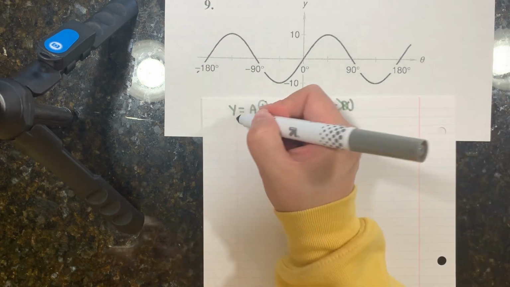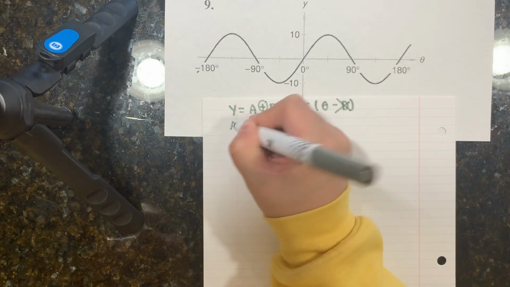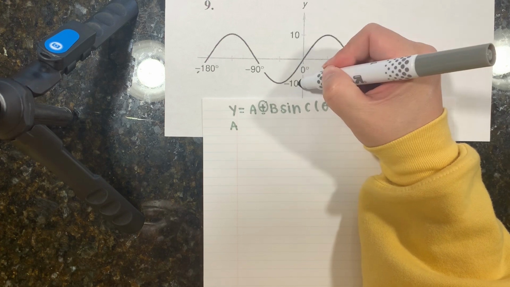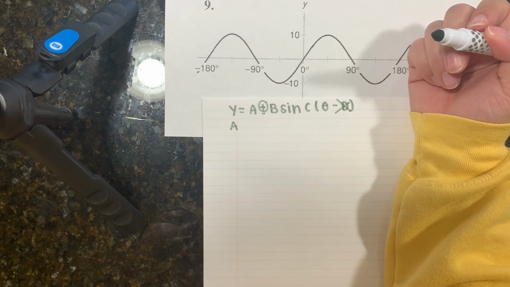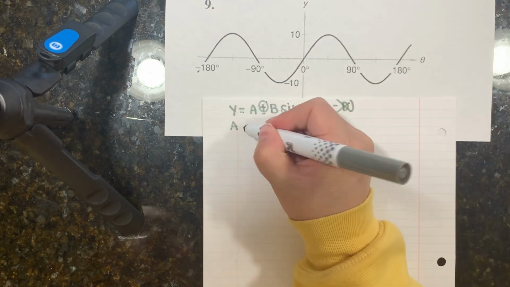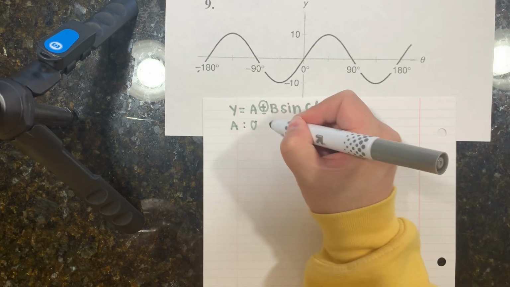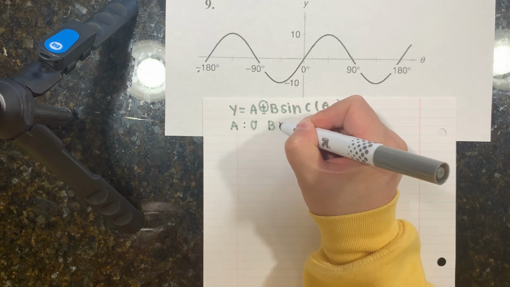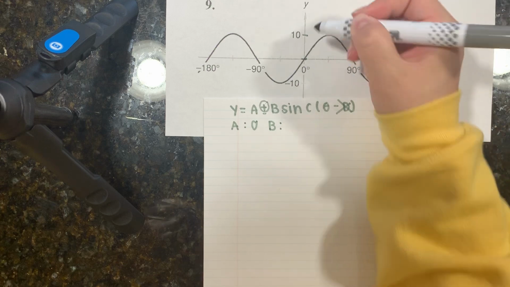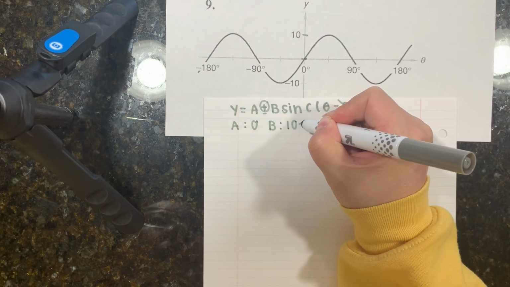Now I'm going to look at my a. Again, where is this crossing the y-axis? Well, my top point is 10 and my bottom point is negative 10, which means that the midpoint between those two values is going to be 0 again. So a is going to be 0. B is my amplitude, the distance between the top and this middle value of 0. So 10 minus 0.